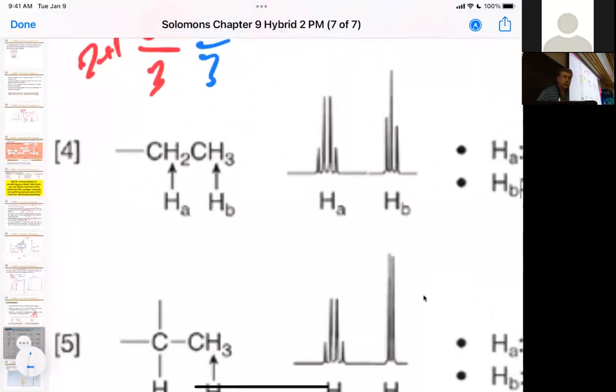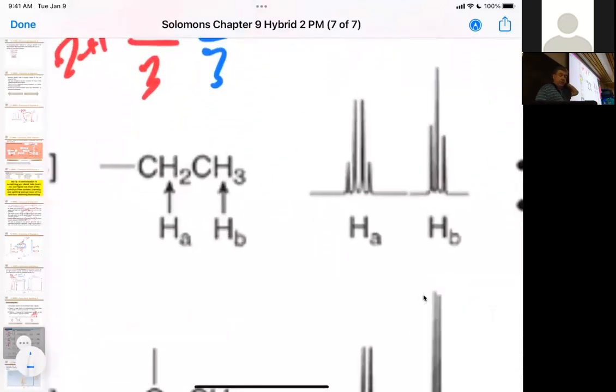Okay. All right. Now this is a very common pattern too. We have CH3 and a CH2. So if we look at this side here, we have 1 peak here plus our 2 hydrogens here. So 1 plus 2 is equal to 3. So this is a triplet right here.